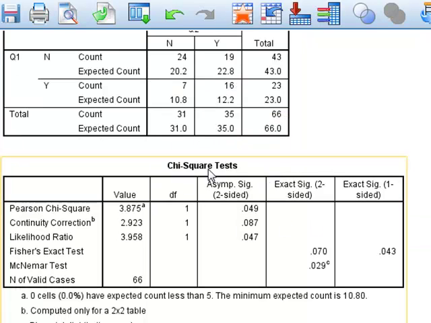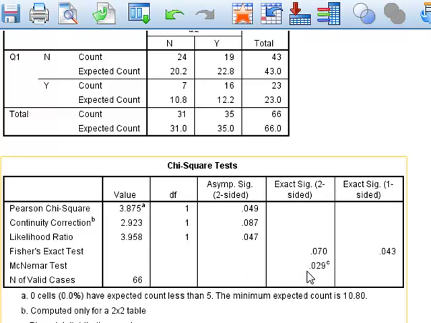And we see the results of the chi-squared tests. For the standard Pearson's chi-squared, a p-value of 0.049, suggesting that there is an association. However, we should use the continuity correction in this case because it is only a 2 by 2 matrix, so we use Yates continuity correction, giving a p-value of 0.087, suggesting there is not a significant association. This is also confirmed by Fisher's exact test with a p-value of 0.070.